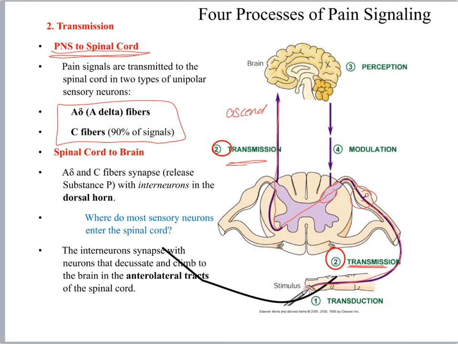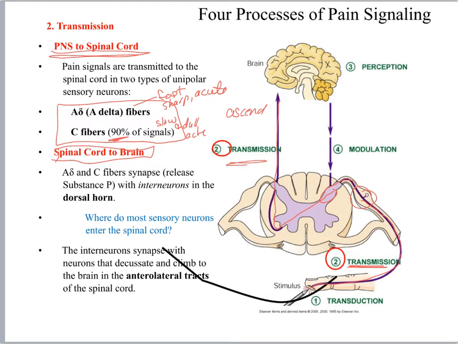And what's really interesting to me is that the C fibers are the most dominant, so 90%, but they also tend to be slow transmission because they tend to be unmyelinated, and they tend to be more of a dull or an ache. A delta fibers are myelinated, so they're fast, and they tend to be sharp, acute types of pain, okay? Then you've got the pathway from the spinal cord up to the brain, okay?